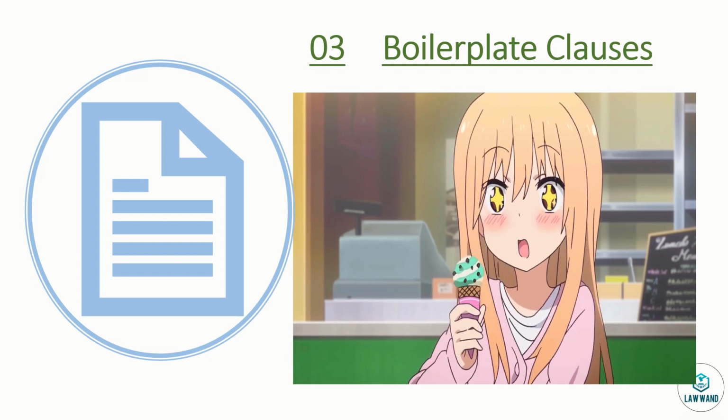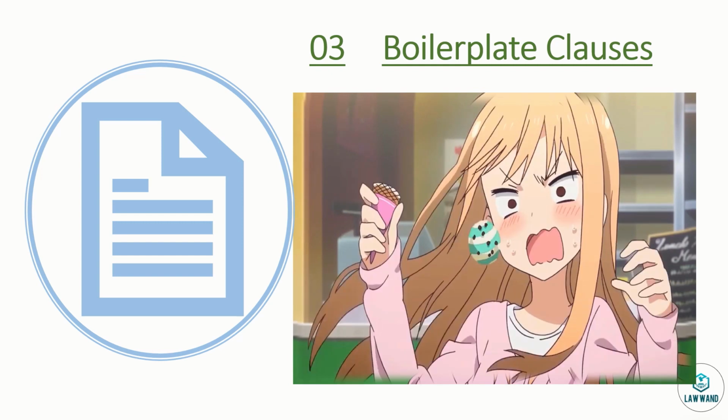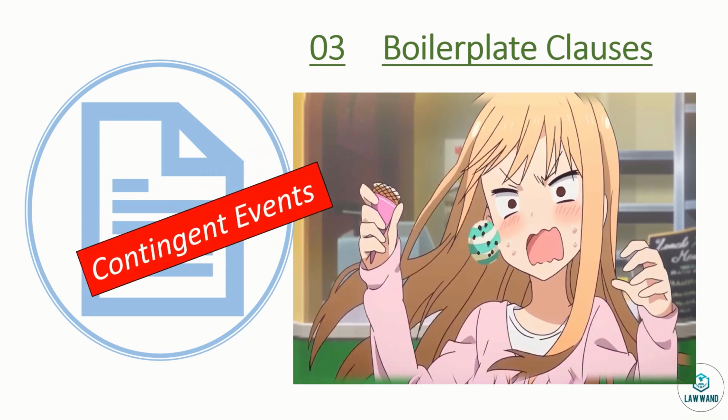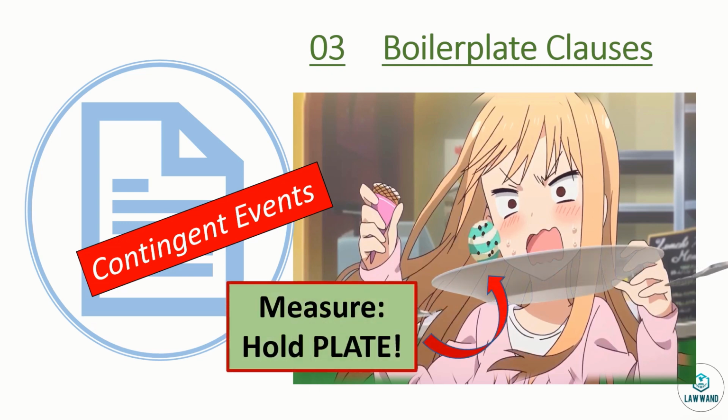The boilerplate clauses are used to deal with happening or non-happening of certain events, in the sense of contingent events. So, while framing the boilerplate clauses, you must think about future events which may or may not occur and what will be the measures which the parties can adopt based on them.